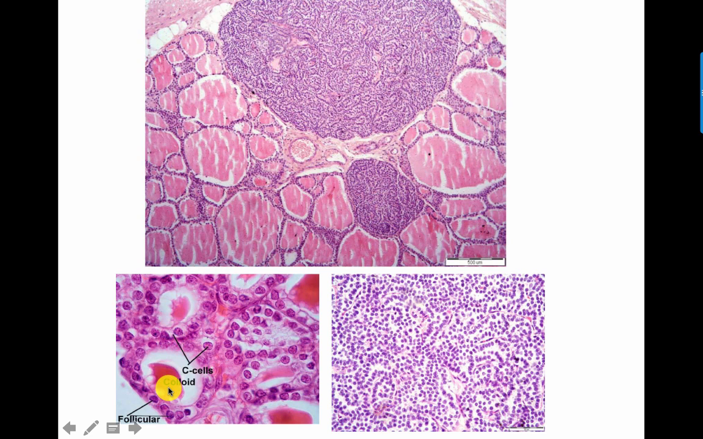Here is the colloid, and these are the follicular cells, and this one here is the C cell or the parafollicular cell. On the right side, you can see the fenestrated capillaries, very evident here, and we have a huge collection of basophil cells, which are called chief cells.